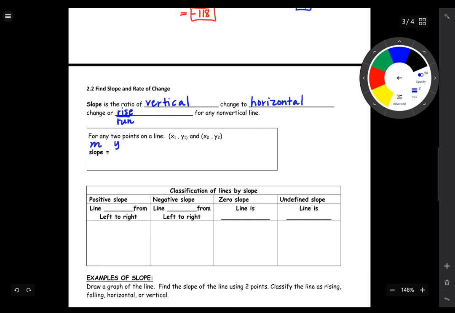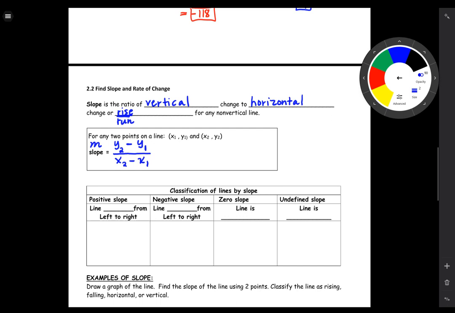y sub 2 minus y sub 1. I say sub because sub means subscript. I'm too lazy to say y subscript 2, and I know you would get lazy too if you had to say it over and over and over again. Bottom would be x sub 2 minus x sub 1. Some people just say y2 minus y1 over x2 minus x1, and that's totally fine.